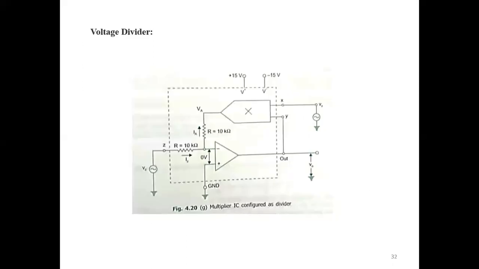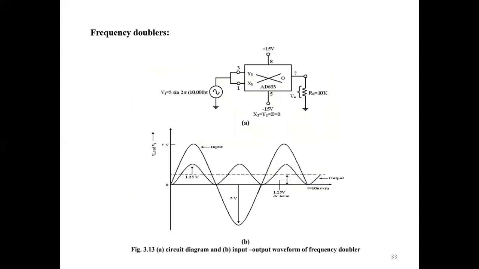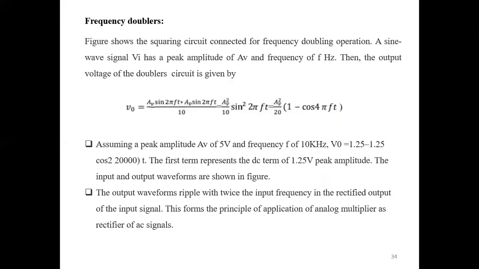Voltage divider. Similarly, we connect the output to one of the inputs of the multiplier, and the other input is Va. So that is a divider, the voltage divider concept. Then the frequency doubler: in this frequency doubler, we apply the same signal to both inputs, so the output will be at double the frequency.